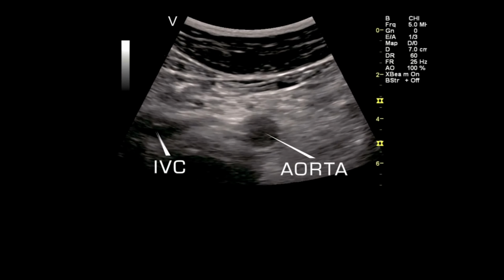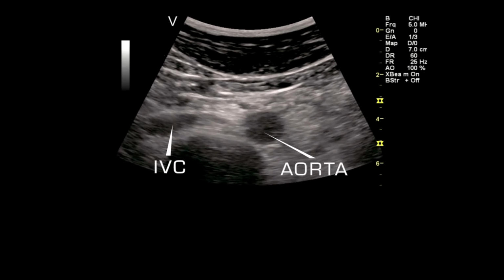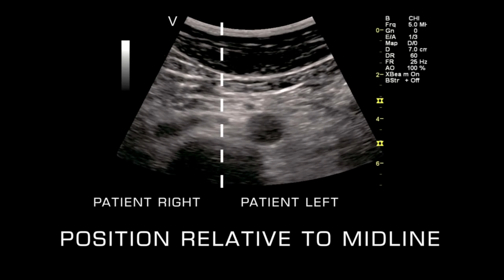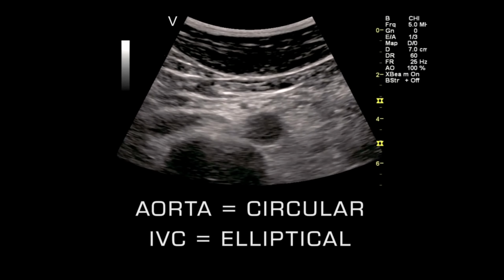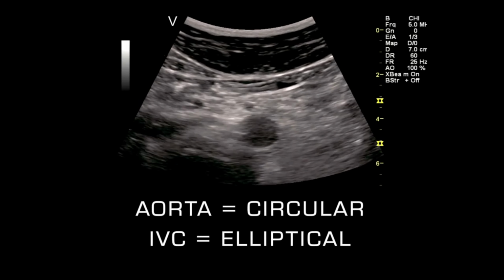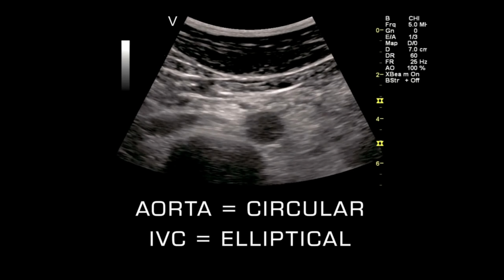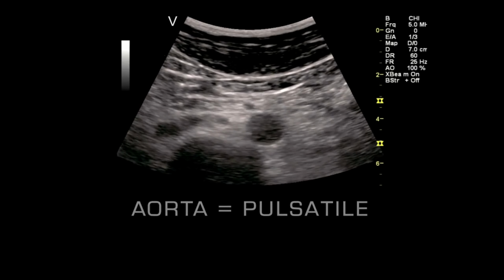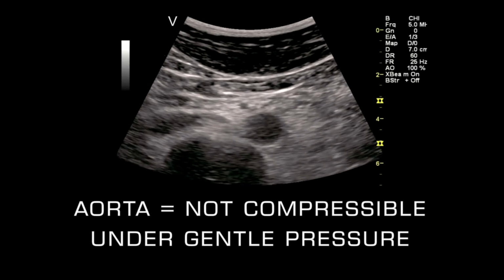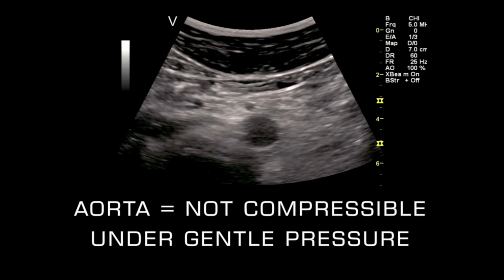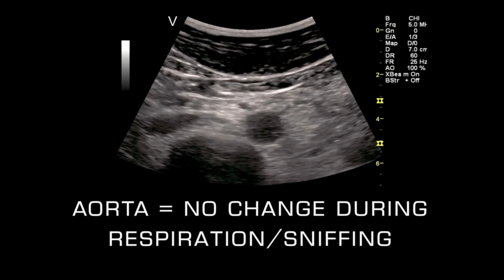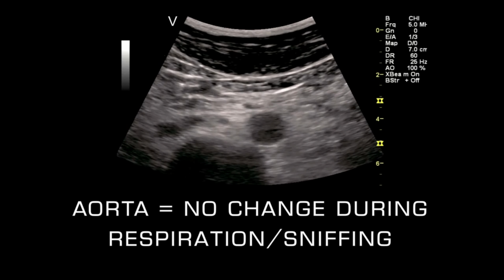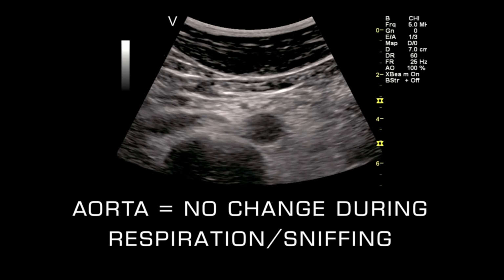There are several features that will help to distinguish the abdominal aorta from the inferior vena cava. The aorta tends to be located to the left of the patient's midline, whereas the IVC is located to the right. The aorta appears circular in cross-section, while the IVC may appear elliptical or teardrop-shaped. The aorta is pulsatile, while the IVC is not as pulsatile. The aorta is not compressible under gentle pressure, but the IVC is. The abdominal aorta shows no change in size with respiration or sniffing, whereas the normal IVC shows up to 50% or more change in diameter with respiration or sniffing.